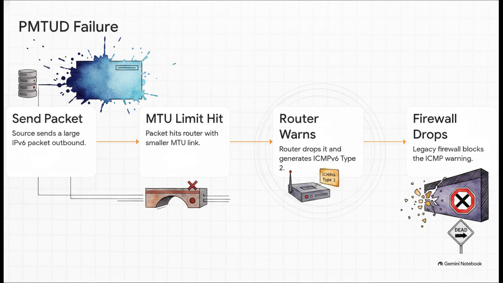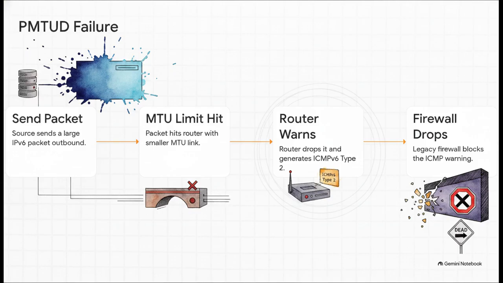Step 1. Your source machine tries to send a big chunk of data, say an SSH key exchange, so it fires off a large IPv6 packet outbound. Step 2. Somewhere along the internet path, that packet hits a router that has a smaller MTU on its next hop. Basically, it hits our low bridge.